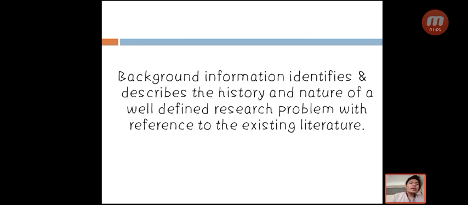So it is background information that identifies and describes the history and nature of a well-defined research problem with reference to the existing literature. So the introduction itself, it talks about the background information. So the nature itself, ano yung pinagmulan kung saan nagmula yung inyong research. So, i-discuss sa inyo kung ano yung nilalaman ng introduction at kung anong pwedeng ilagay doon.